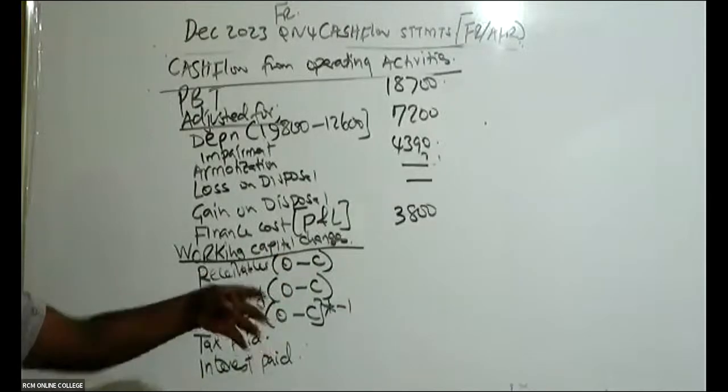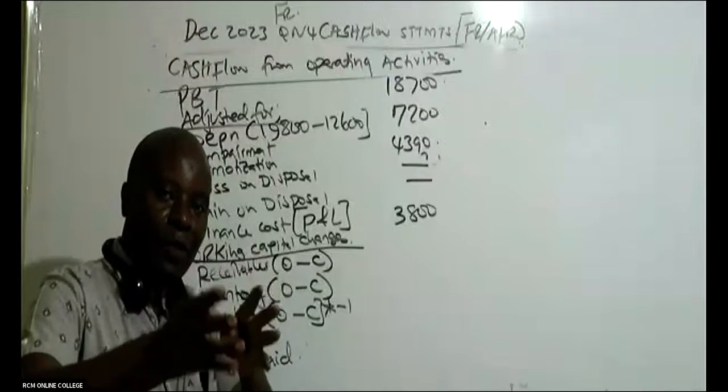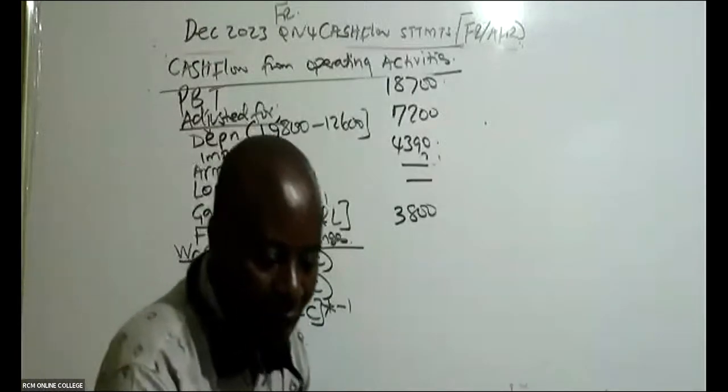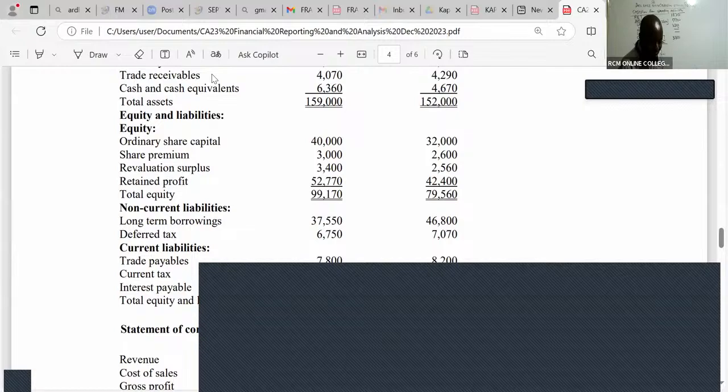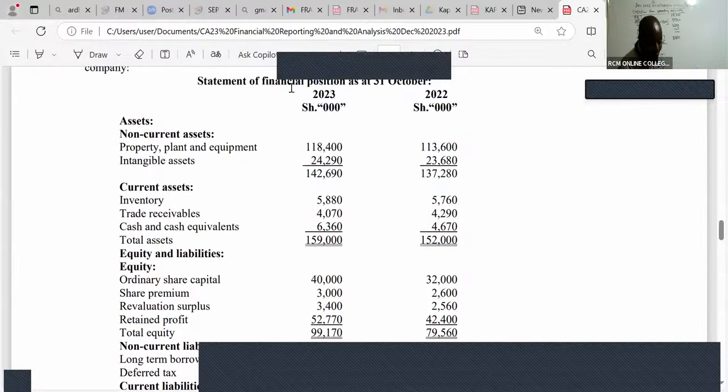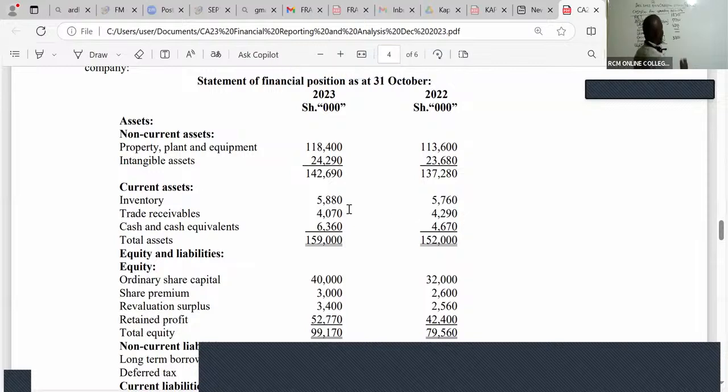Opening minus closing. So you look at the balance sheet, the two years: opening figure for receivables minus closing figure for receivables. What do we have, ladies and gentlemen? Remember, the first year is your opening. So receivables, you can see it's 4290 minus 4070. Is there somebody who is able to give me that difference?